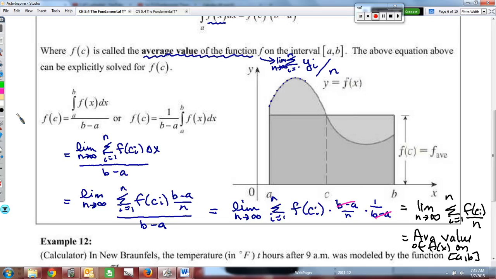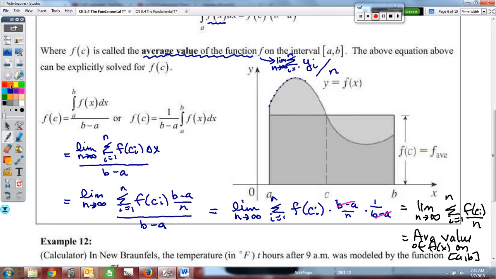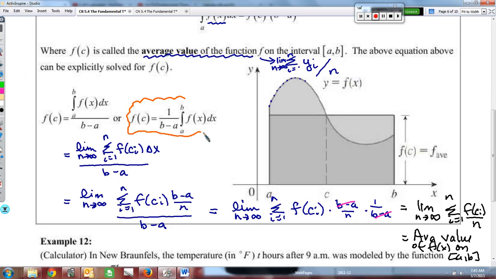Now, most of the time when we're using this, we like this version of it, simply because it's a little cleaner when we write it. So when you're memorizing your mean value theorem for integrals, you're finding the average value by taking 1 over b minus a and multiplying it times your definite integral from a to b, because that will basically add up the y values and divide by n.